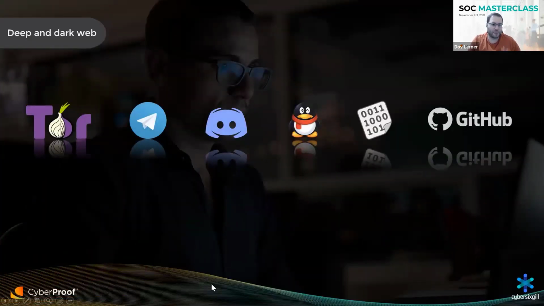So now the deep and dark web is Tor, obviously, right? We have Tor. We know that these are sites with a .onion extension, but Telegram, Discord, QQ, Pastebin, GitHub. Is GitHub the dark web? Why did I put this logo here? It's a good question, right? I mean, the deep and dark web, though, it's not this place where hackers go to and discuss things. That's not what it is. It's really what I like to refer to as a community of communities.